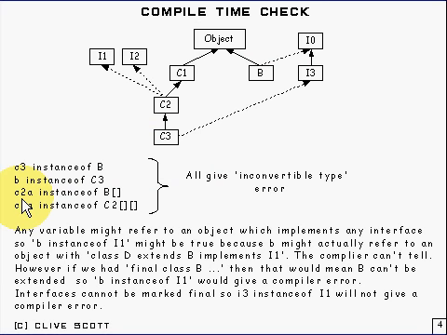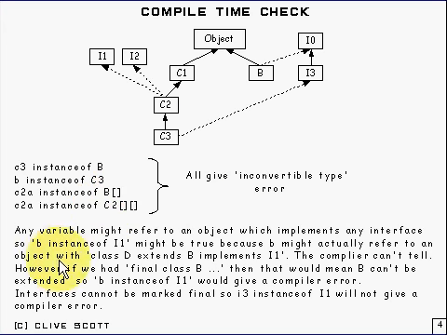Similarly, with arrays, the same sort of thing applies. An array of type C2 cannot be an instance of an array of type B. Also, if you're looking at arrays, you have to get the number of dimensions of the array correct. So a C2 array is not an array of an array. So that would also give an inconvertible types error.